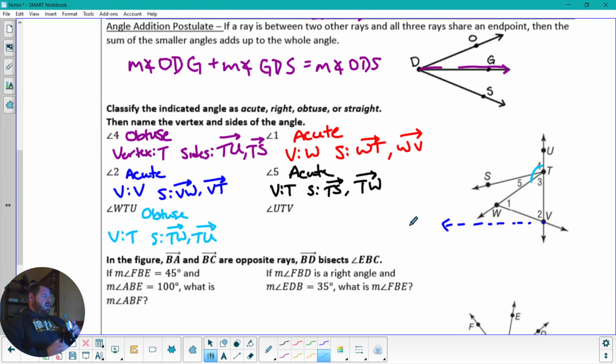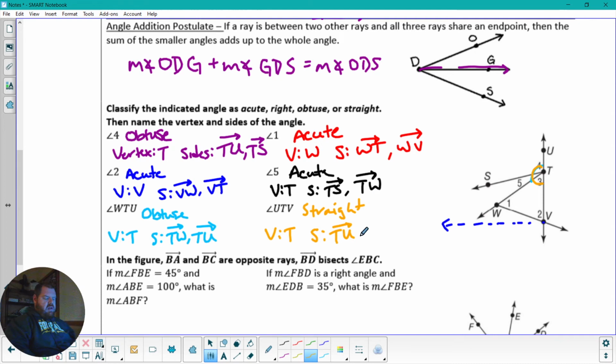The last one that we have is UTV. Let's try to highlight that one. It goes all the way there, and that builds what looks like a straight line. So I think we'll say that is a straight angle. Notice we didn't have any right angles, but that's okay. Its vertex is T, a pretty common vertex in this problem. The sides that it has are TU and TV.